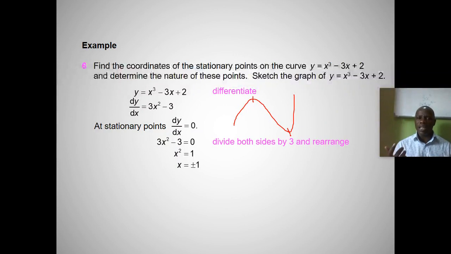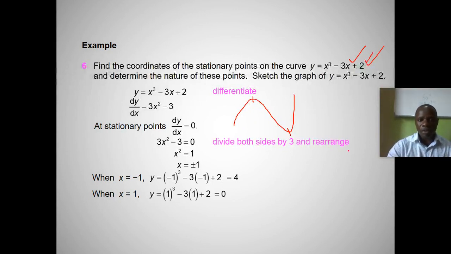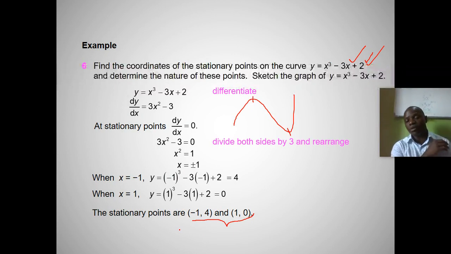But what about the values of y? If we know the values of x, we can substitute them in this to know the values of y. So now we put -1, we get 4 as y. When you put x is 1 into the original equation, this is where we are substituting the values of x so that we know the values of y. So now the value of y is 0. So we have the two stationary points: -1, 4 and 1, 0. Now the problem we have is determining their nature.